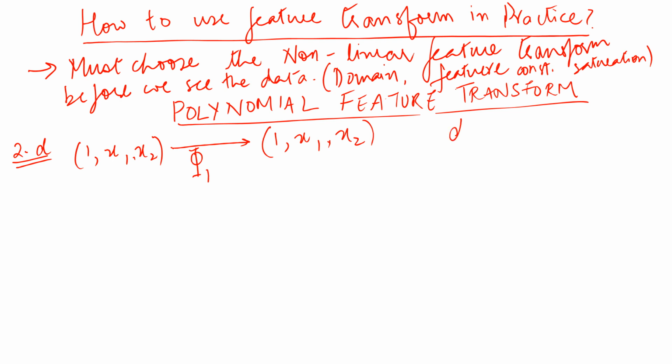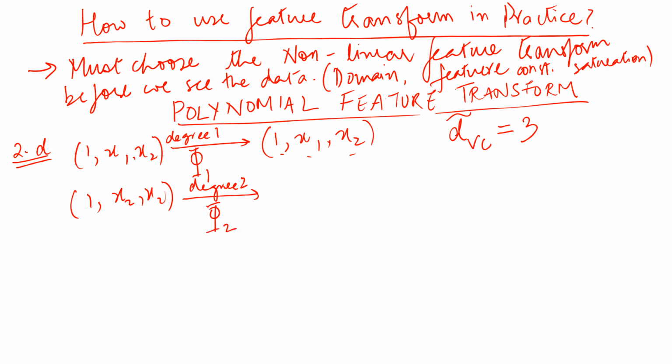And the VC dimension for this new transformed space is 3. It's a two-dimensional input space, but the VC dimension of this one is going to be 3 because we have 3 of these. Okay, so similar to that, I can apply a quadratic, a degree 2. So maybe I can write it: degree 1, then I can apply degree 2. So let me do that. Degree 2, phi 2. And what happens in this quadratic degree 2 transformation? Phi 2 is going to do that.